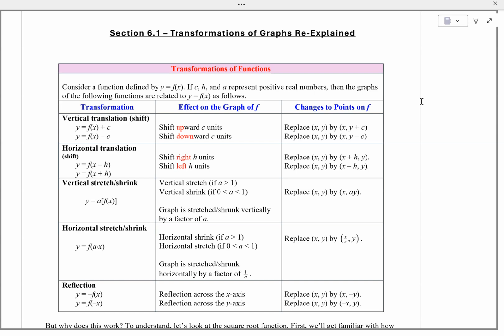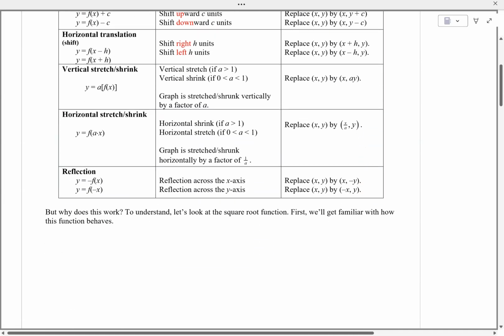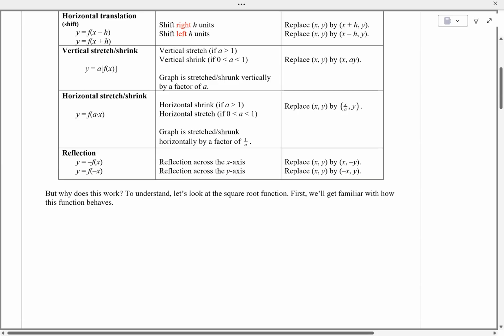So the first column shows you the transformation. The second column shows the effect of the graph. And then the last column shows you the change to points for your function. Okay? So what I'm going to attempt to do this time is I am going to explain this by a square root function.